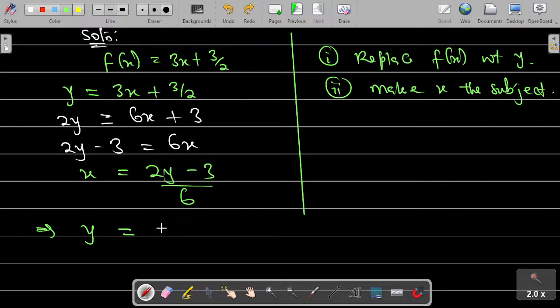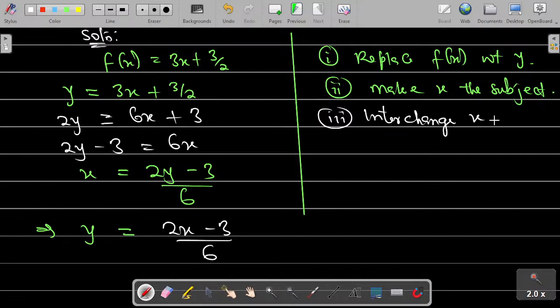So that's going to give me 2x minus 3 all over 6. Now, look at why I said that is the last step. Interchange, let me write it.